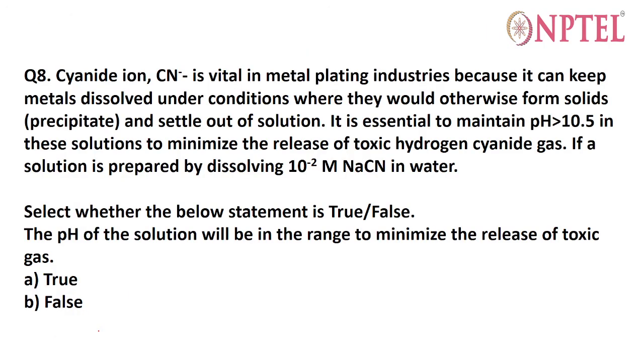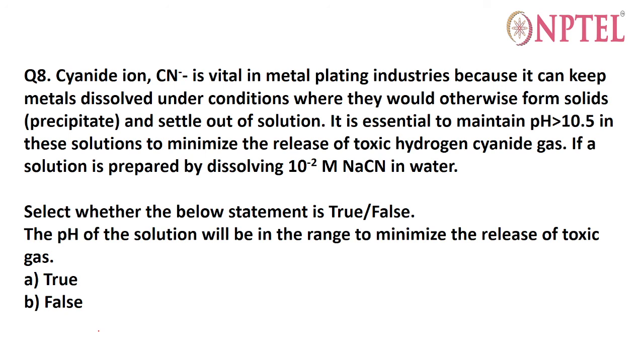So I'll go to the next problem. This is the last problem. Again, you can use Vmintech. Cyanide, Cn minus, is vital in metal plating industries because it can keep metals dissolved under conditions where they would otherwise form solid precipitates that settle out of the solution. It is essential to maintain the pH greater than 10 to the power 5 in these solutions to minimize the release of toxic hydrogen cyanide gas.